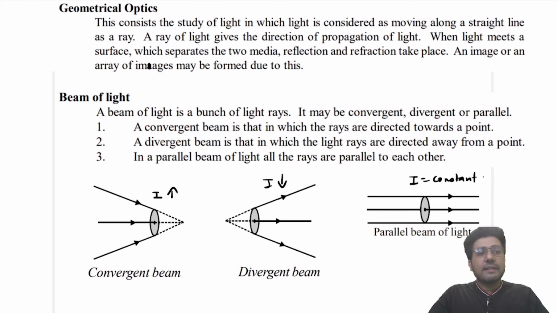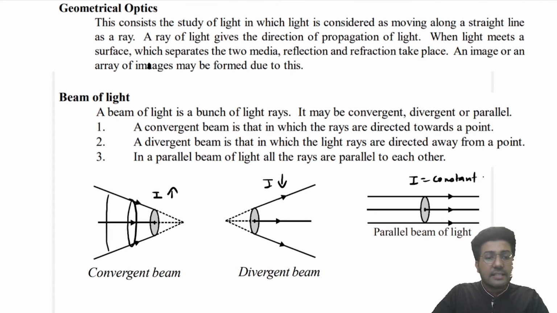Then there is the beam of light. A bunch of rays is called a beam of light. Now a beam can be of three types. The first is the convergent beam of light. In a convergent beam of light, you will see that the area of cross section is decreasing. If the area of cross section is decreasing, then you will say that the intensity is increasing, because intensity is energy per unit area per unit time. Now area is decreasing, so intensity will be increasing.